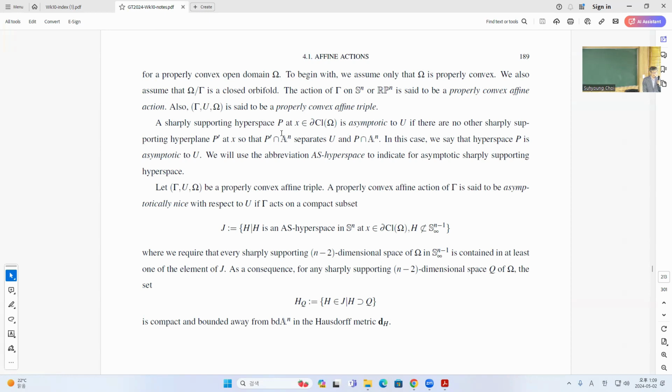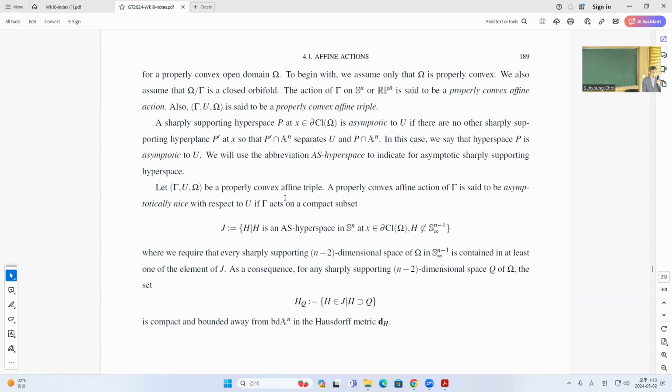So a sharply supporting hyperspace P at X is asymptotic to U if there are no other sharpness, as a subspace of Sn, P prime, so that P prime separates U and P. So there's nothing in between, so it is the asymptotic one. So in this case, the hyperspace P is said to be asymptotic to U. And we say AS hyperspace to indicate these spaces.